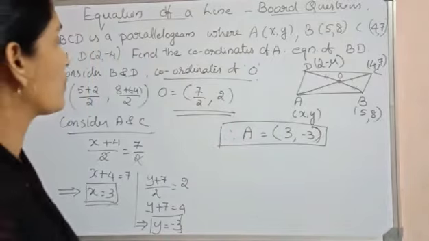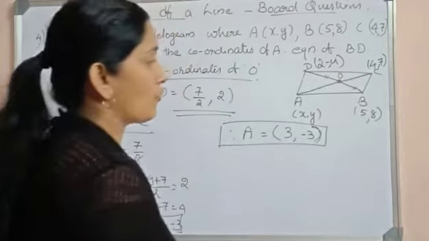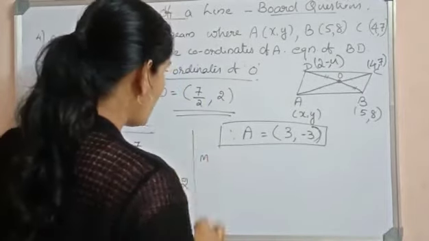Now, in the second part of the question, the equation of BD. The diagonal BD we have to find. For that, first we need to find the slope. Slope m is equal to y2 minus y1 over x2 minus x1. Consider B as x1, y1 and D as x2, y2. y2 minus y1 is 8 minus minus 4, which is 8 plus 4, by 5 minus 2. That's equal to 12 by 3, which is the same as 4. Therefore, the slope is 4.